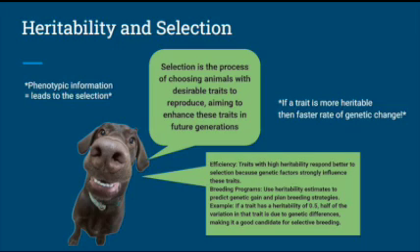An example of this: if a trait has a heritability of 0.5, half of the variation in that trait is due to genetic differences, making it a good candidate for selective breeding. Some important facts: if a trait is more heritable, then there is a faster rate of genetic change, and phenotypic information leads to the selection.